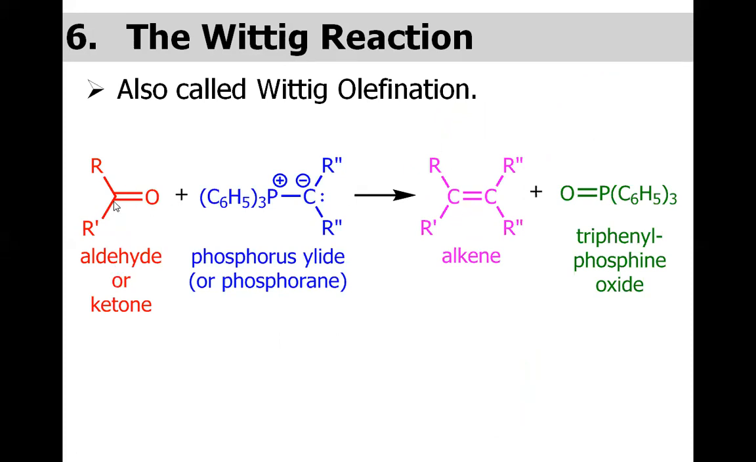So we started from here and ended at the alkene, and the left hand side portion of the alkene has come from the corresponding aldehyde or ketone. The right hand side portion of the olefin, or the alkene, has come from the ylide, the blue species. We will discuss what the ylide is in the next slide, and the byproduct for this reaction is triphenyl phosphine oxide.